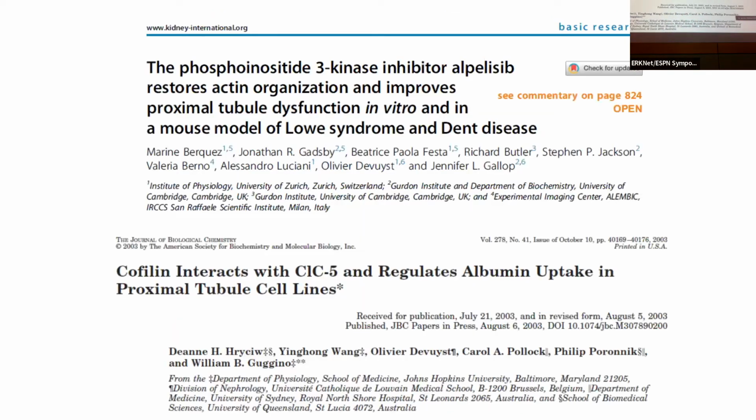And this reminded us, of course, of the publication from Jenny and Marine and Olivier, but also there was a paper from the Gugino lab a long time ago, almost 20 years ago, where they could show that OCRL interacts with cofilin. So cofilin was actually introduced by Jenny on the first slide. This is an actin depolymerizing factor, a very prominent one. And we thought this is interesting, and we started to look into cofilin.